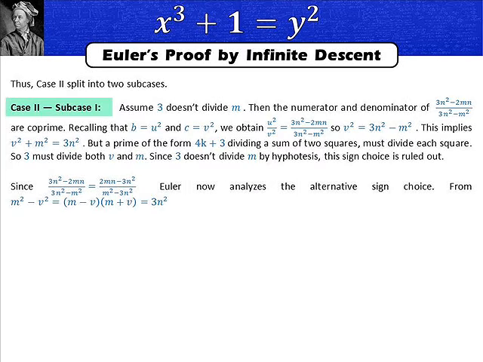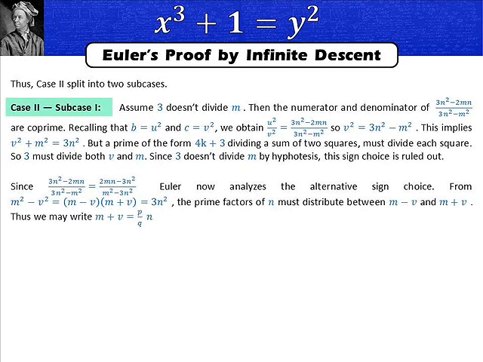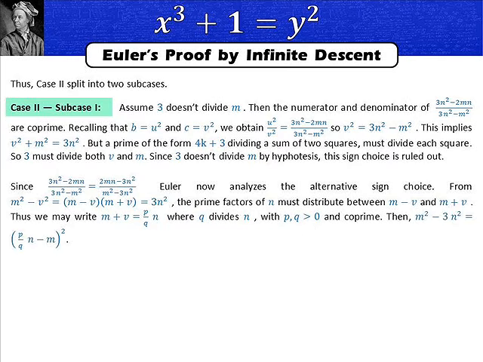From m squared minus v squared equals (m minus v) times (m plus v) equals 3n squared, the prime factors of n must distribute between m minus v and m plus v. Thus, we may write m plus v equals p over q times n, where q divides n with p and q positive integers and coprime. Then m squared minus 3 times n squared equals the square of (p over q times n minus m). Expanding and simplifying gives this expression.